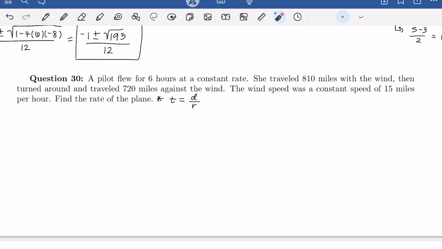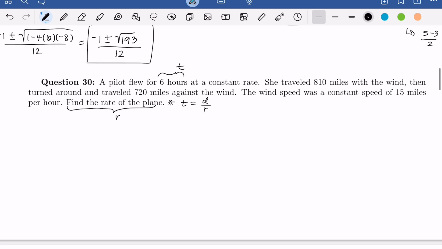So we're told that a pilot flew for 6 hours, so this is going to be our given time. She traveled 810 miles with the wind, then turned around and traveled 720 miles against the wind. The wind speed was constant at 15 miles per hour, and what we want to do is find the rate of the plane. So let's assign this unknown value, the rate of the plane, to a variable. We're going to call it r.